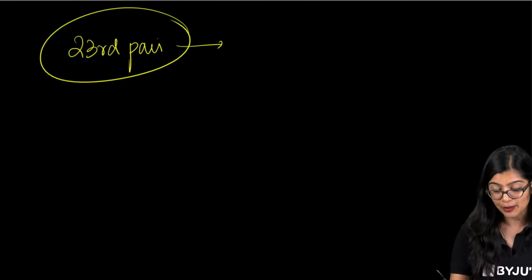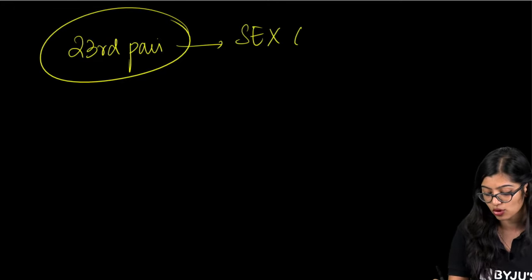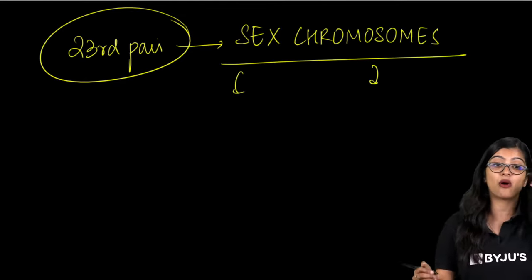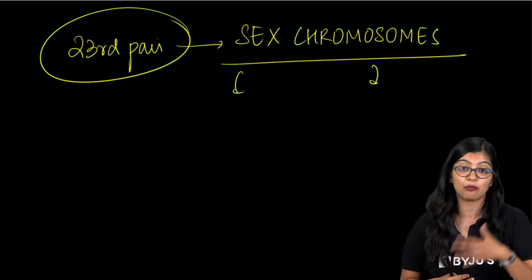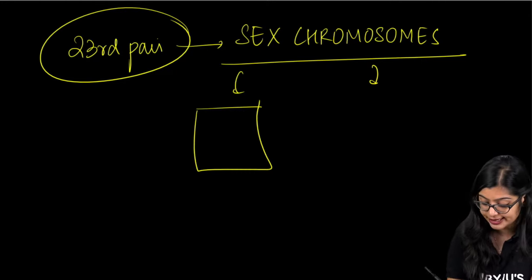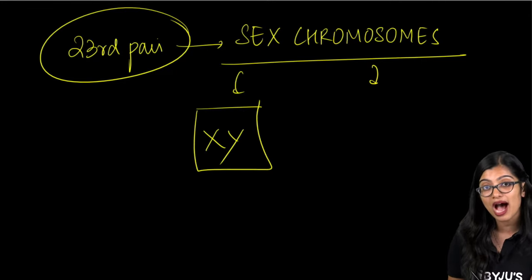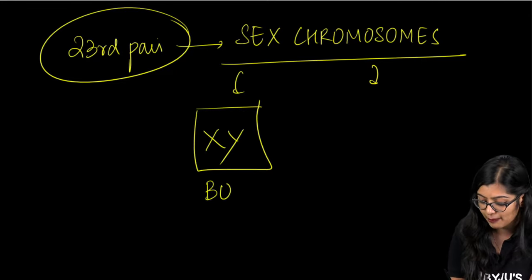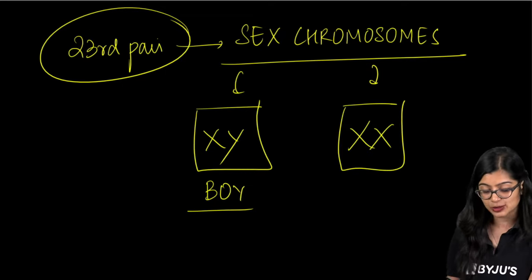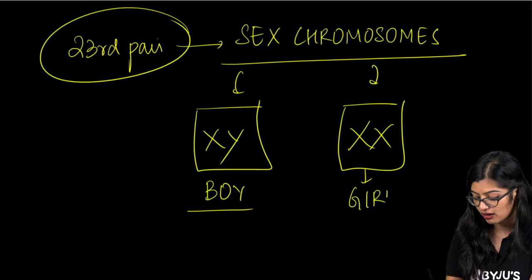Now, the 23rd pair is what we call the sex chromosomes, or the allosomes. Sex chromosomes are what differentiate an individual as a boy or a girl. In the case of a boy, there will be an XY pair. If there's an XY pair, then the individual will be a boy. But if there is an XX pair, then it will be a girl.